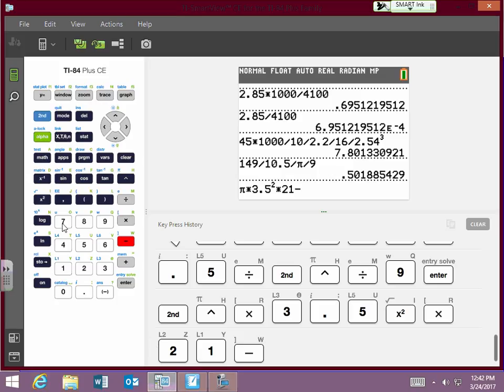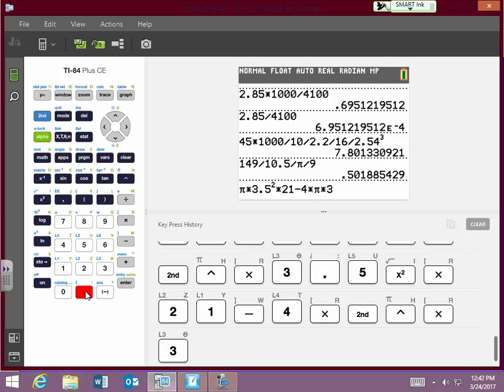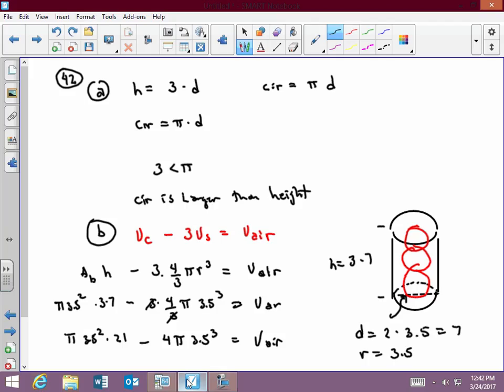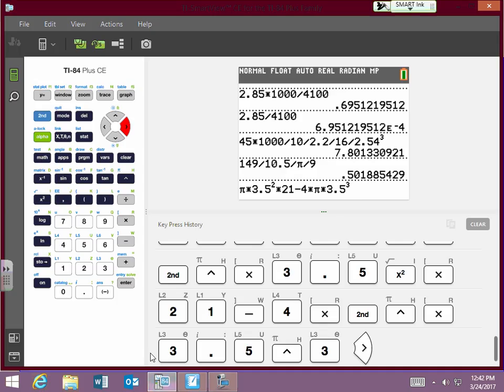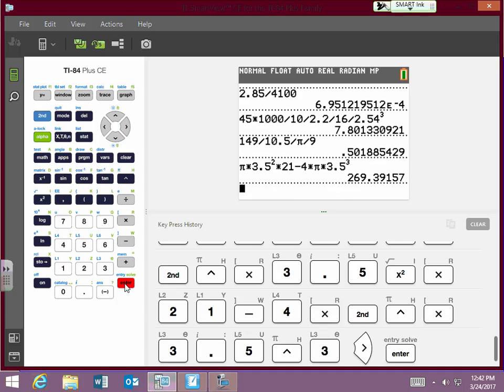4 times pi times 3.5 to the third. So that's going to give me the volume of the air. Sure looks like a lot of volume of air.